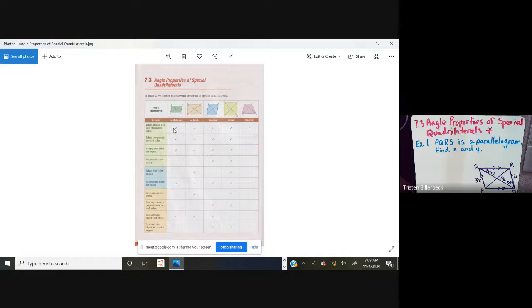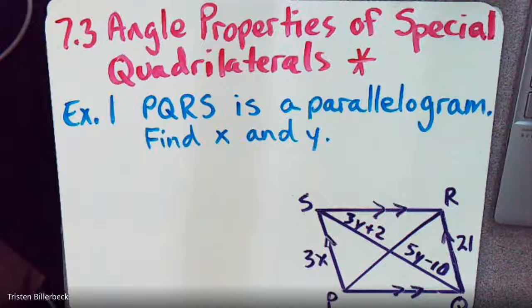One thing that's not included in here is that with parallelograms, your adjacent angles add up to 180. That's because adjacent angles in a parallelogram are consecutive interior angles, or same side interior angles, which we talked about last lesson. That means they're supplementary, so they add up to 180. All right, so let's go back to the lesson now.